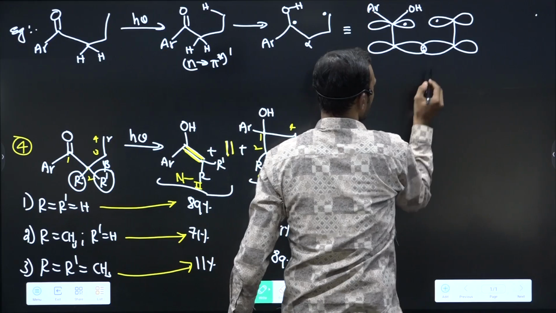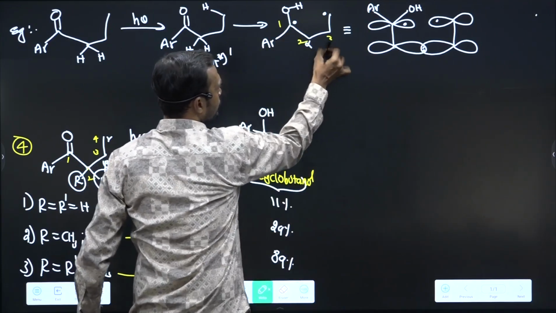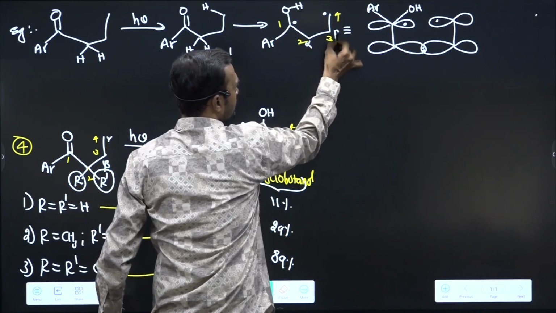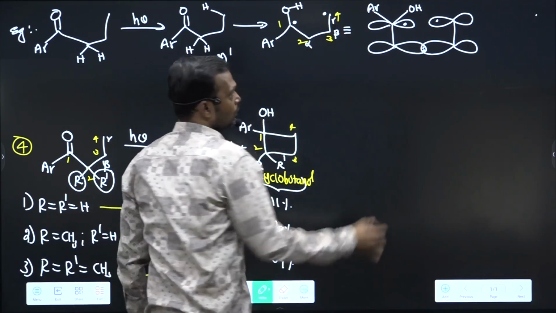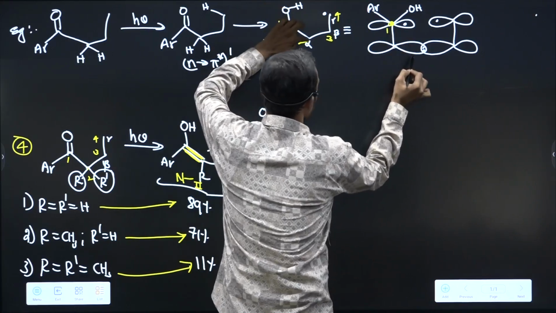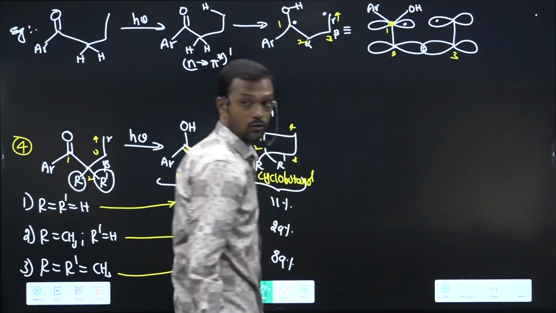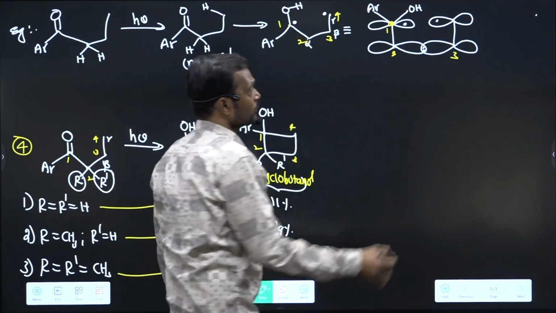Here two electrons are present, that is sigma overlap. This is carbonyl, 1, 2, 3, 4. Alpha, beta, gamma. Now see, this carbon is 1, and next is 2. This is 2 and this is 3. Between 2 and 3 there is a sigma bond, is there or not? Then followed by 4.